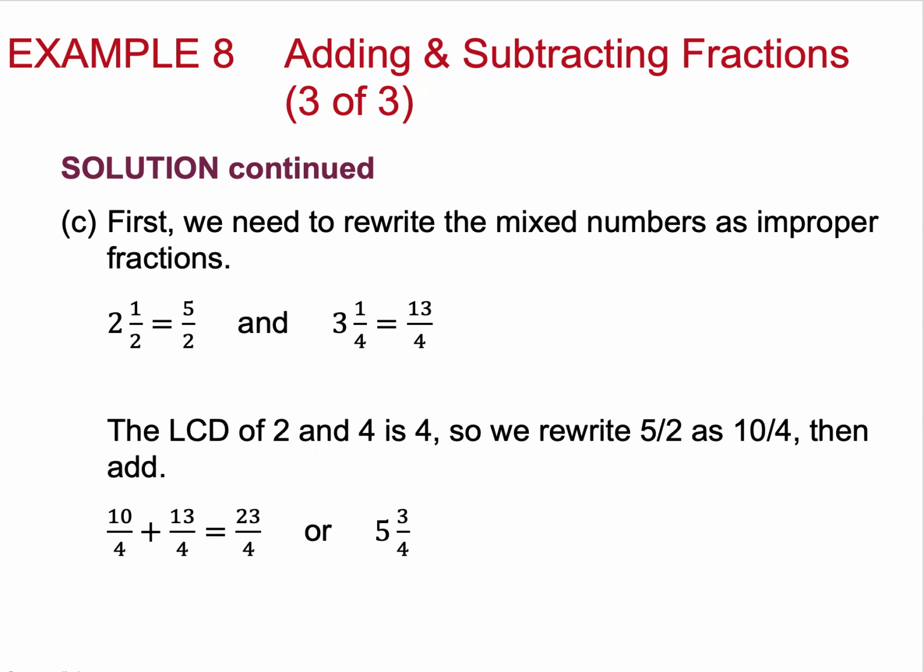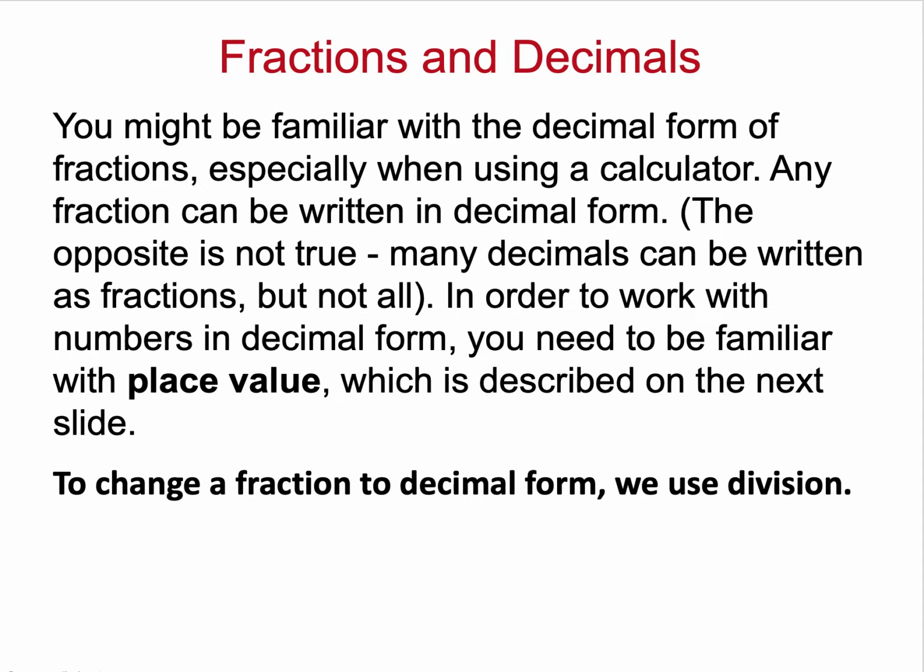In part C, I can't do anything with these mixed numbers. I have to convert these mixed numbers over into improper fractions before I can add or subtract them. Now that I get those fractions done, I have 5/2 and 13 over 4. If I multiply 5/2 by 2, that's going to give me 10 over 4, and then I can just add across. Now you'll notice I also get 23 over 4, which is not okay because it's an improper fraction. So 4 goes into 23 5 times with the remainder of 3.